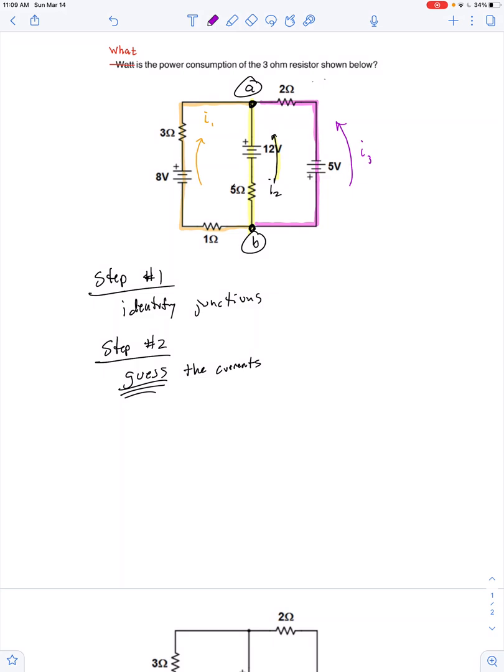Here's the reason why. Look at the junction at point A. All three currents are flowing into that junction, and that can't be the case, right? There has to be a balance of current in and current out. So I'm going to guess that the current through the branch on the right flows downward. Okay, so let's get to our third step.